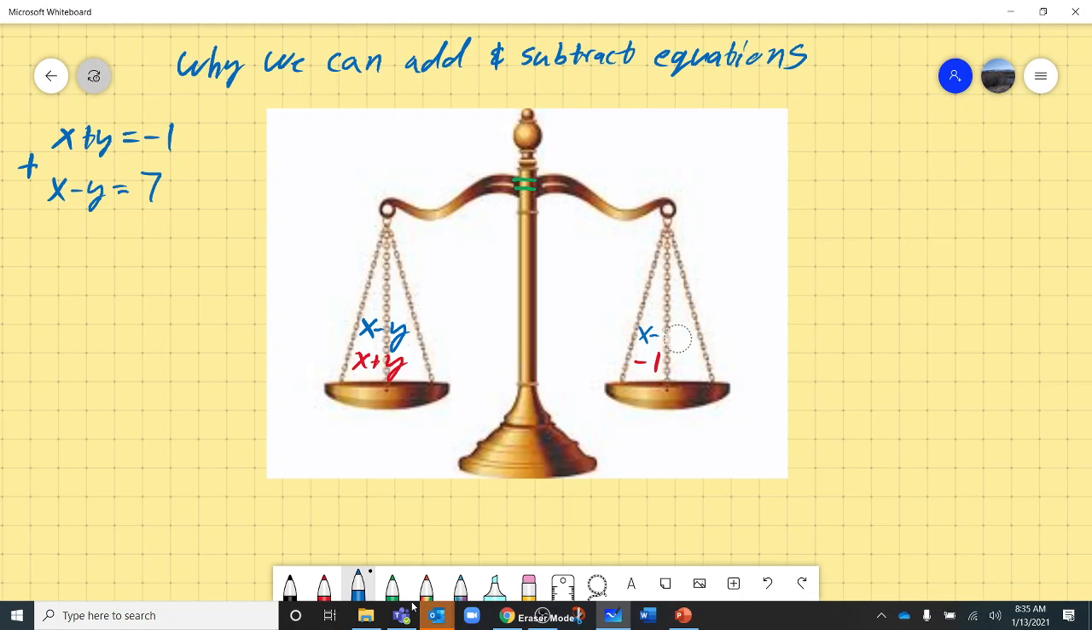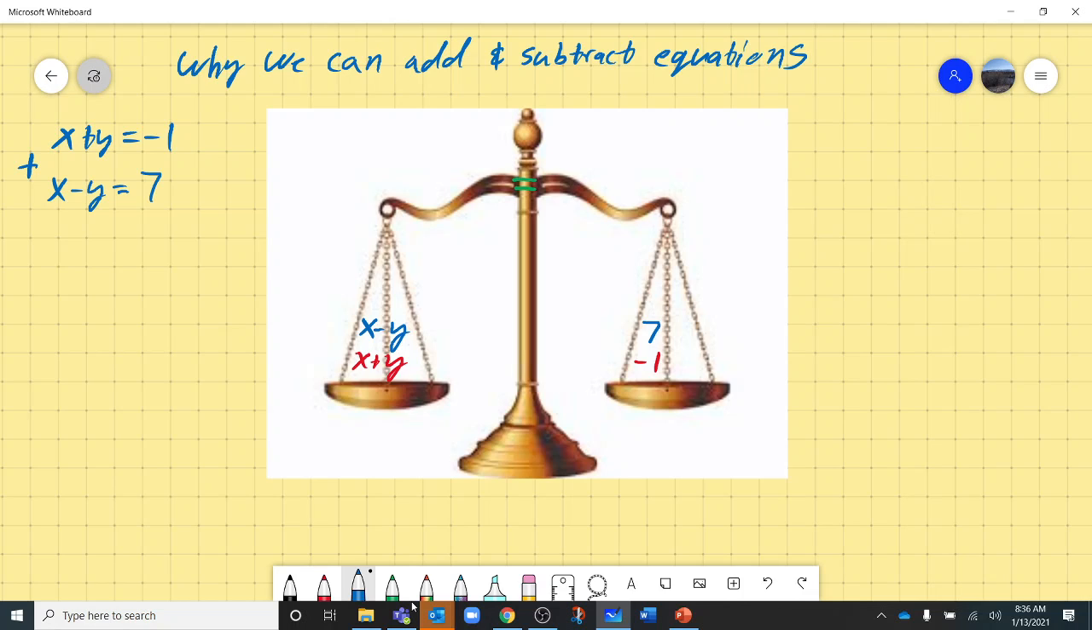Okay, so try and think about this. Picture apples and oranges or something. So x minus y is the same thing as 7. And so by adding it to one side of the scale, I have to add its equal to the other side of the scale so that the scale remains balanced. Okay, and that's why we can add and subtract.